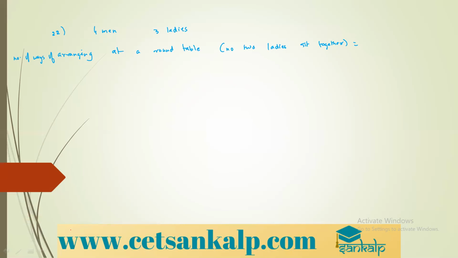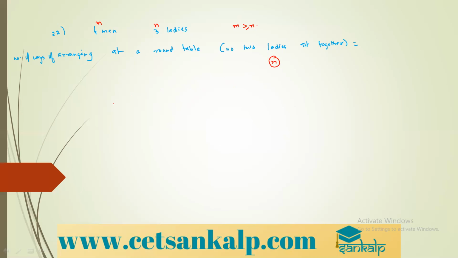For round table, suppose there are m things of one kind and n things of another kind. We are arranging them at a round table. Remember, m should be greater than or equal to n, and no two n things come together.